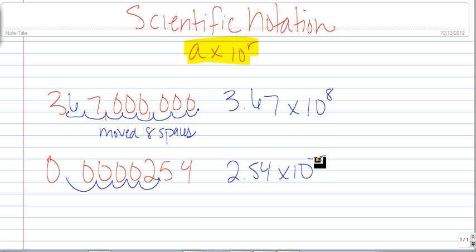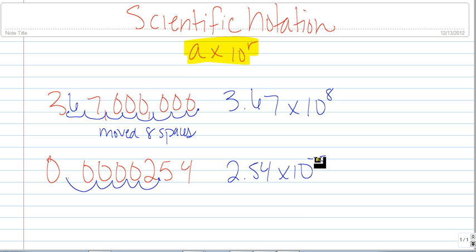And now let me explain to you my reasoning behind that. Look at the 367 million number. Why was that a positive 8 versus this 0.000254 number? Why was that a -5 exponent? Well, when you look at this, I like to think of this with money. If you look at the 367 million number, wouldn't that make you happy if you had that much in your bank account? It sure would make me happy. So, because it makes you happy, it'll be more positive, hence the positive 8 exponent.